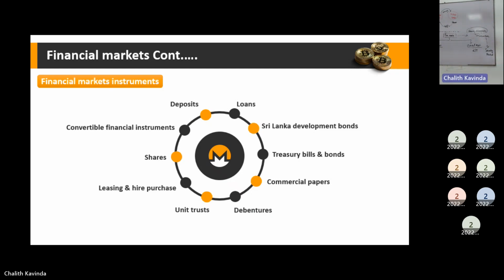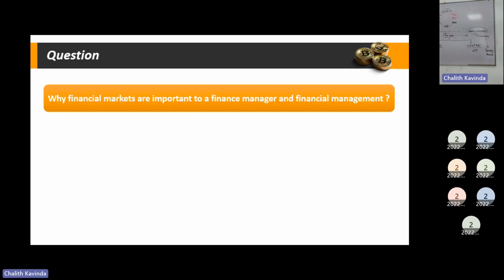Right. So you now know what financial markets are, their functions, how you can categorize them, and some of the instruments traded in them. So there's a question: why are financial markets important to a finance manager and for financial management? Still, we cannot provide the answer. Once we discuss many more things, you will be able to answer this question. So we'll come to this point in the meantime.